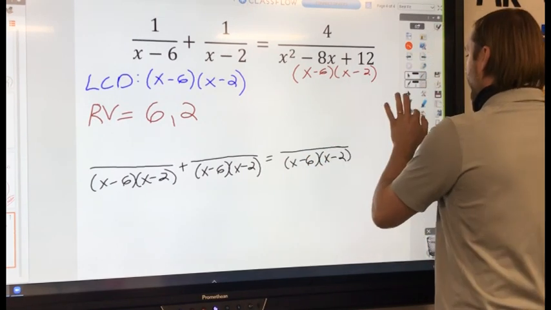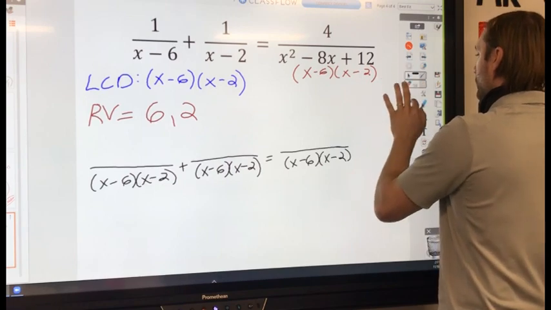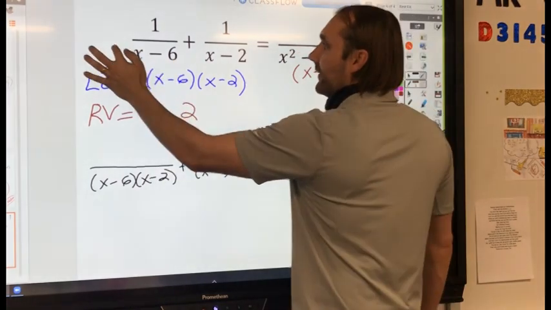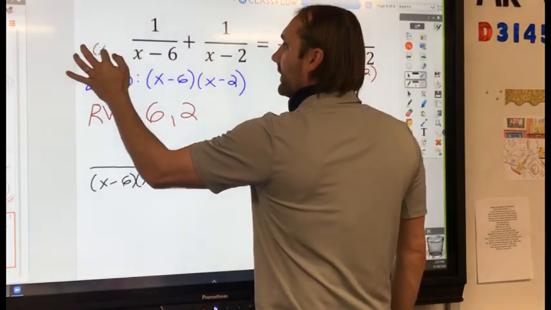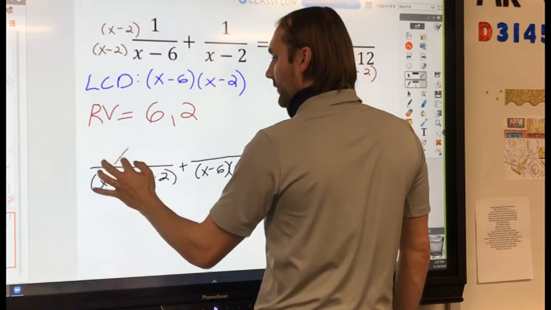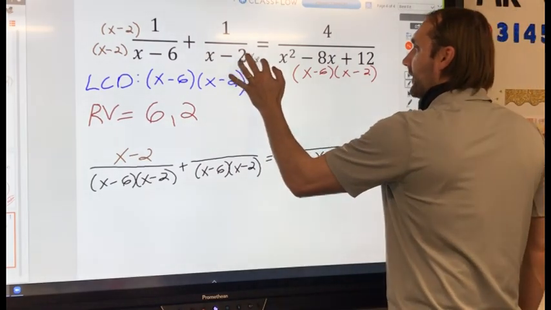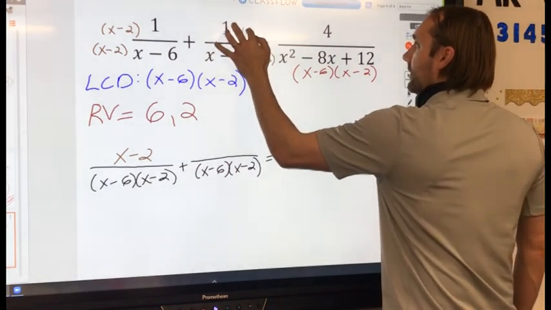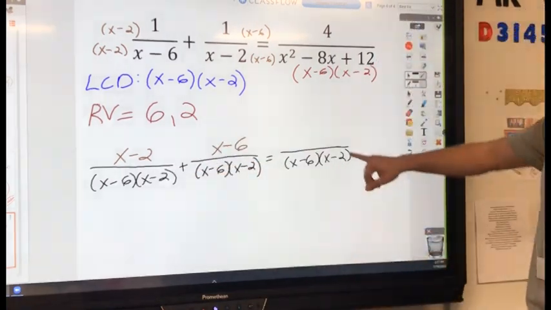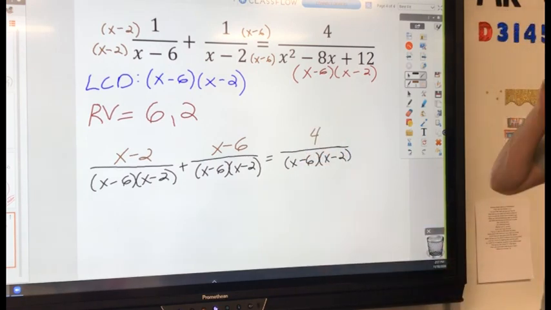Now, let's see what it takes for us to get there. As I look here, I have my x minus 6, but I'm missing my x minus 2. I need to multiply to the top and the bottom. So that sets my numerator to x minus 2. The next one has x minus 2, but it's missing the x minus 6. That I'll need to multiply, so that makes that numerator x minus 6. And then what's my numerator for this one? Yep, I already have the LCD, so nothing changes, so that stays a 4.